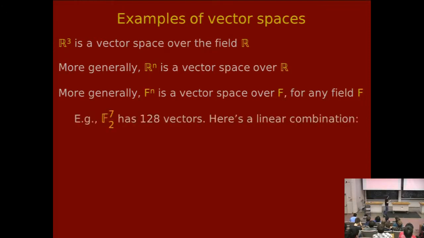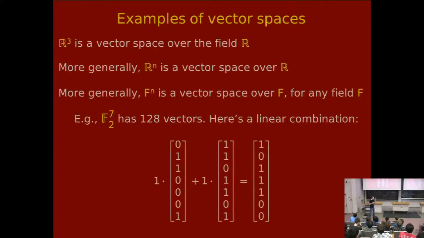For example, F2 to the 7 is a vector space with 128 different vectors in it. All 7-tuples of zeros and ones. And as I said before, when the field is the reals, you have this geometric intuition that doesn't exactly hold up when you're working with finite fields, but all the definitions are still okay. So here are two vectors in F2 to the 7, and here's a linear combination of them. You see that the addition and the multiplication take place in the field with two elements. The numbers are mod 2.